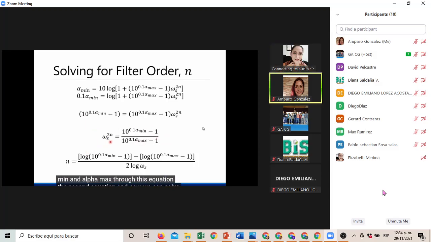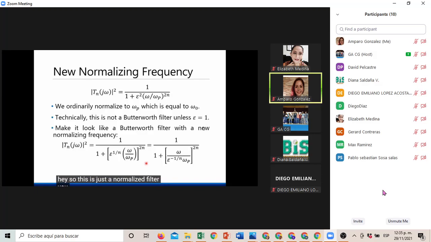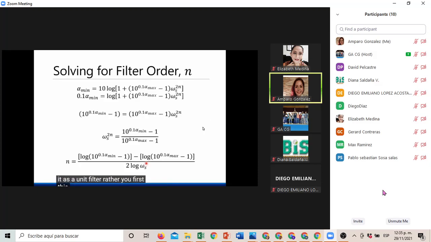And now you can solve for the filter order n as a function of your attenuations and your specified stop band cutoff frequency. Okay, so this is just a normalized filter. If you look at it as a unit filter, this is just a normalized filter. Okay, let's backtrack. This is just a normalized filter.